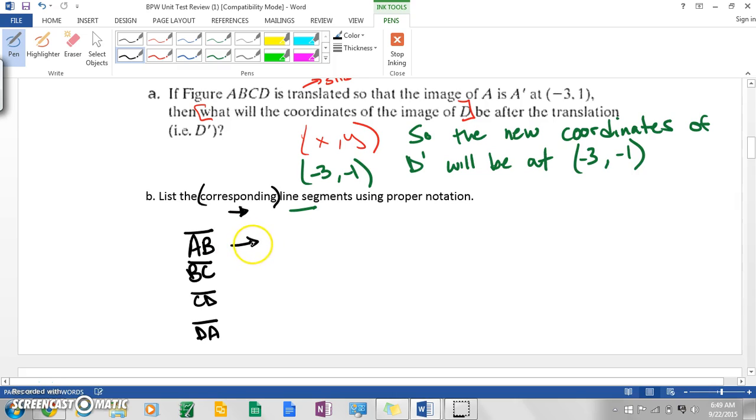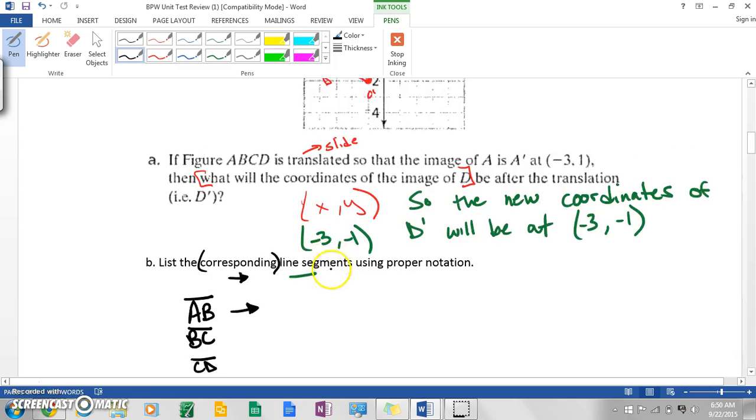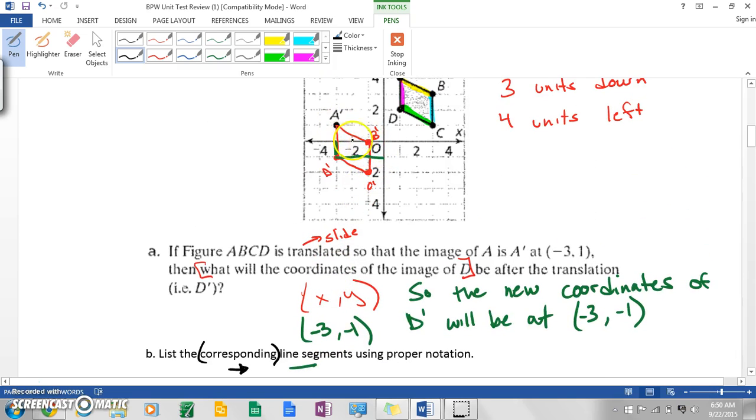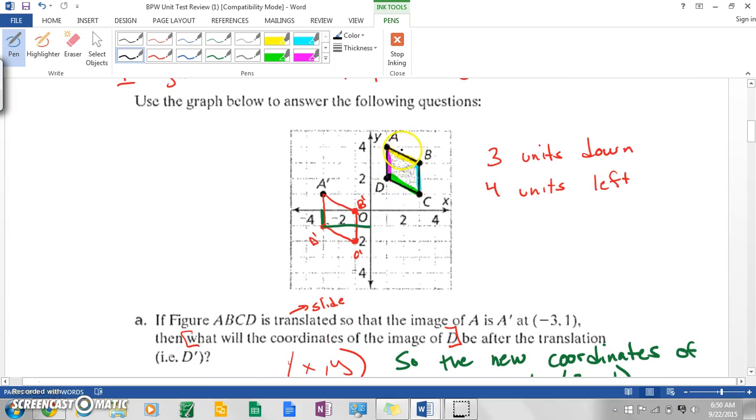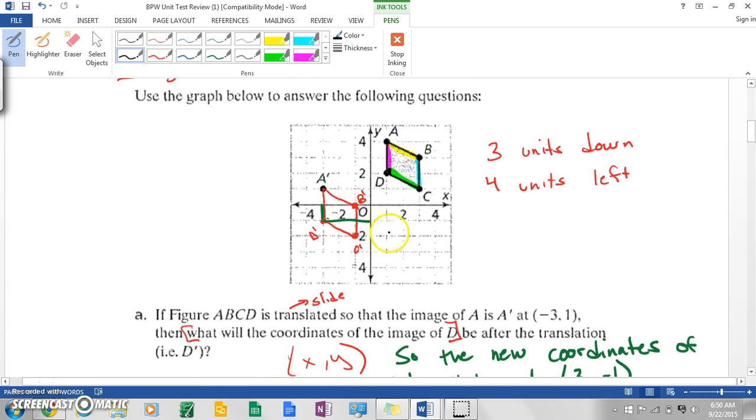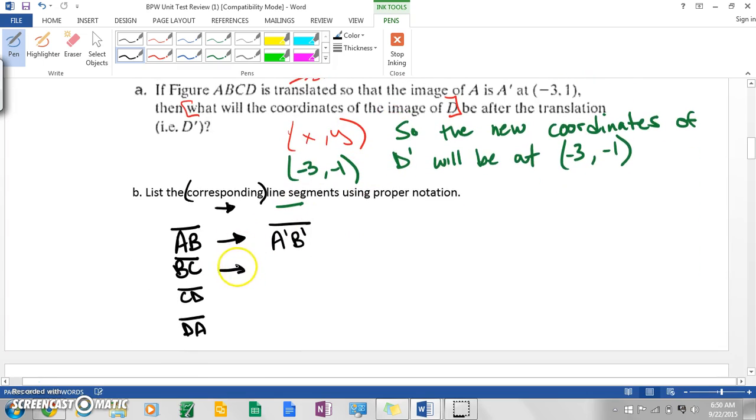So AB corresponds or matches up with, obviously, A prime, B prime, line segment A prime, B prime. Okay, this was the same here as it was here. BC matches up with B prime, C prime. CD matches up with C prime, D prime. DA matches up with D prime, A prime.